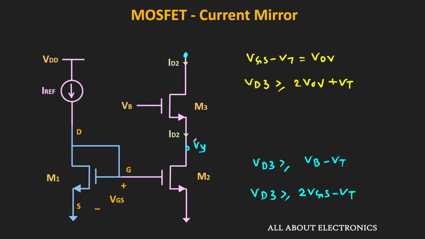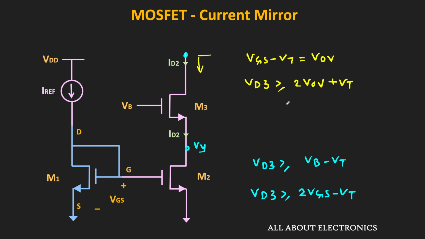But still, this current ID2 will be very close to I reference, because this M2 is still operating in the saturation region. So unless this VD3 drops substantially, this circuit tries to maintain the ID2 very close to I reference. But the downside is that if this M3 operates in the triode region, then the output impedance, which is seen from this side, will also reduce. That means to get the high output impedance, this M3 should also operate in the saturation region.